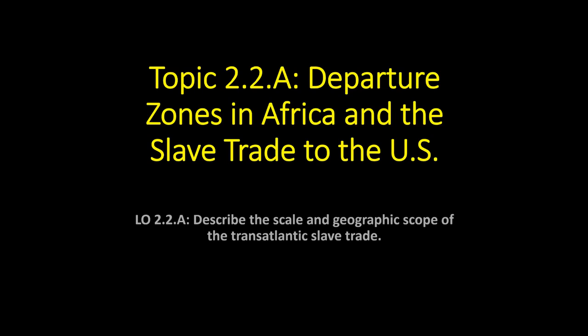Okay, then, this is lesson 2.2a, which means it's the first part of a two-part lesson on departure zones in Africa and the slave trade to the US. We will not be covering the departure zones just yet, but rather exploring some key facts about the transatlantic slave trade as per Learning Objective 2.2a, which is to describe the scale and geographic scope of the transatlantic slave trade.